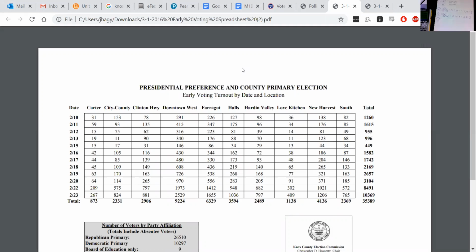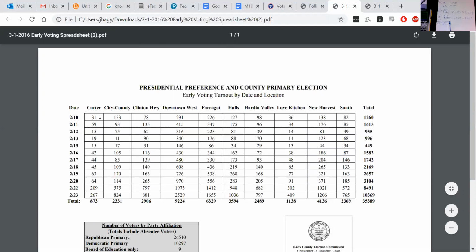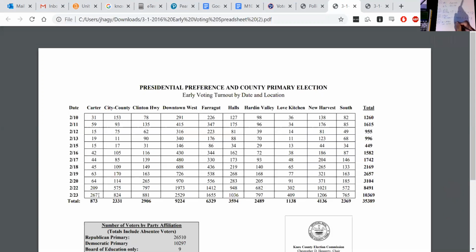Question 4. What is the probability that a randomly chosen Knoxville voter voted at polling place 1 on 2/23? So we need someone at Carter on 2/23. So if we check our data, we go to Carter and we go to the date 2/23, which is the last day. 267 people voted at Carter on that day. Again, out of the total of Knoxville voters, which is 35,389.